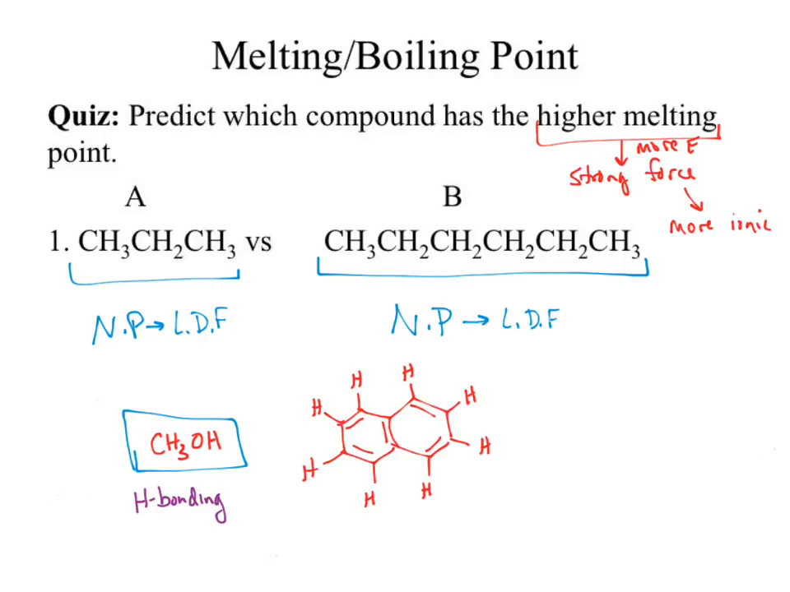How about the next compound? So every point is a carbon. So we've got a structure that's just full of carbons and hydrogens. Just carbons and hydrogens. It's going to be nonpolar bonds, which means London dispersion forces. Which of these two compounds would we expect to have the higher melting point? The one with hydrogen bonding. We would expect methanol to have the higher melting point because it has the stronger force.